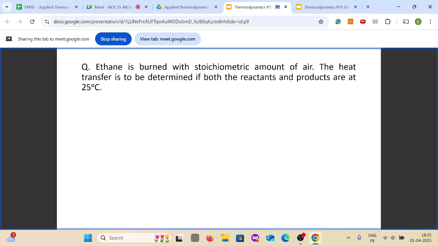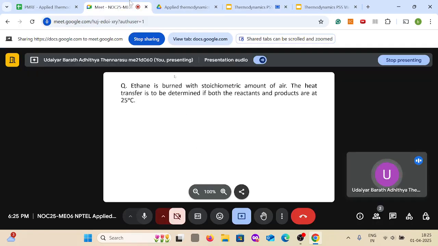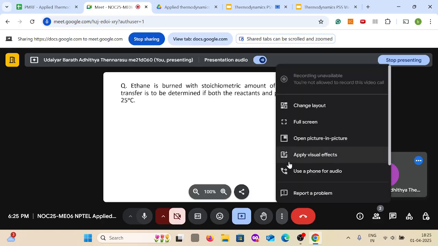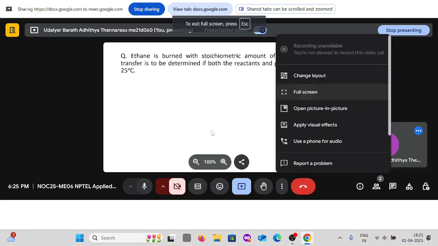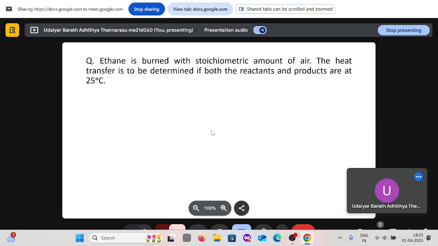So moving on to the next question, we have ethane which is burned with a stoichiometric amount of air. The heat transfer is to be determined if both the reactants and products are at 25 degrees Celsius. In this case, previously the product temperature was different compared to the reactant temperature. The reactants were at ambient 25 degrees and 1 atmosphere. Here, both reactants and products are at 25 degrees Celsius.